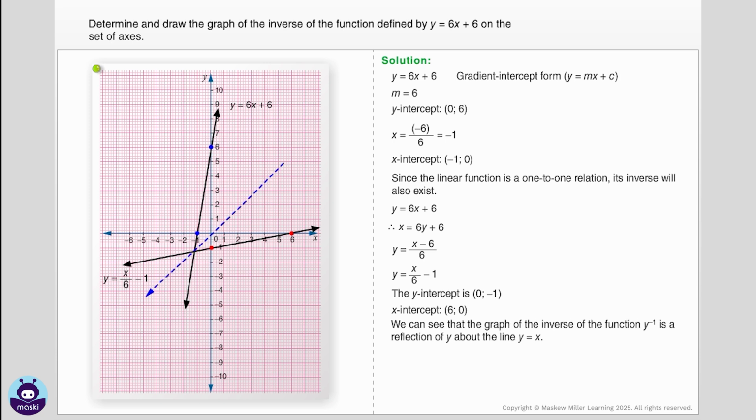We can see that the graph of the inverse of the function y, that is, y inverse, is a reflection of y about the line y equals x. This means that every point on the graph of y has a mirror image on the graph of y inverse.